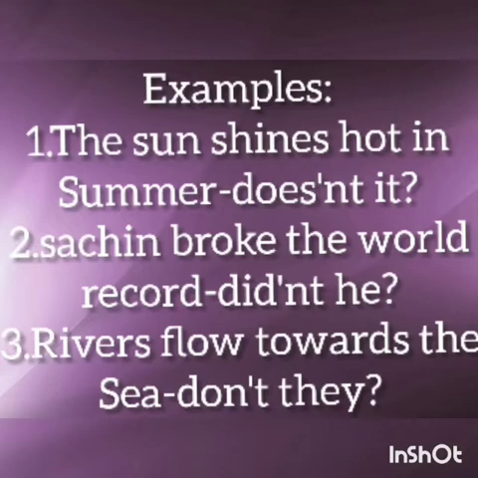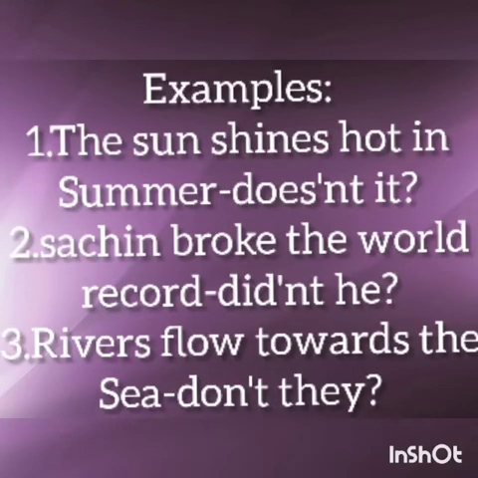Next, third example: rivers flow towards the sea. The sentence is in present tense and the subject is plural. So the do form is used. As usual, when the question is positive, the answer should be negative. So don't is the negative form of do. And they is the pronoun.